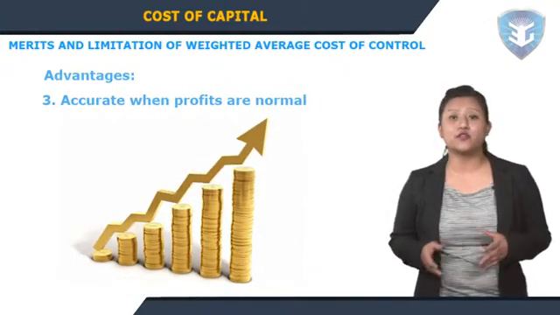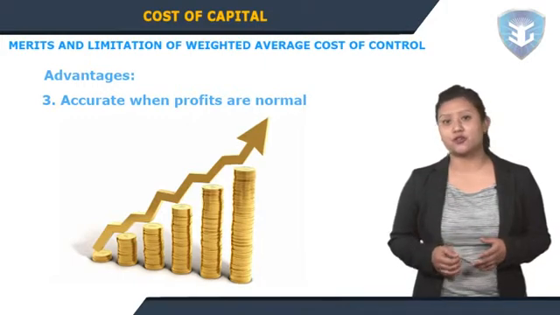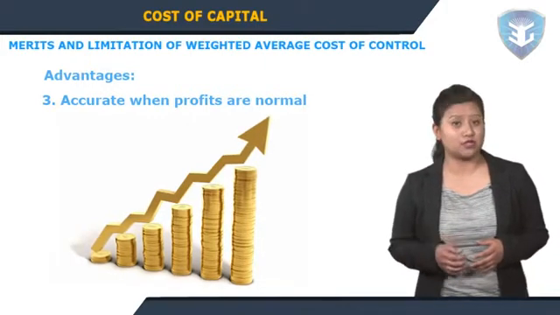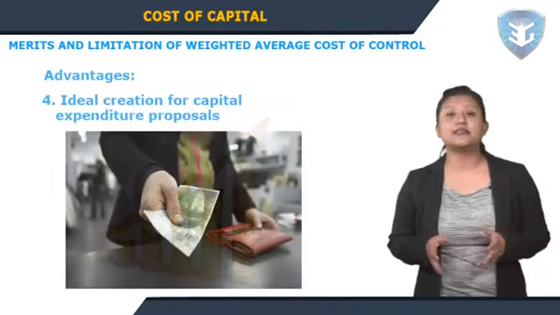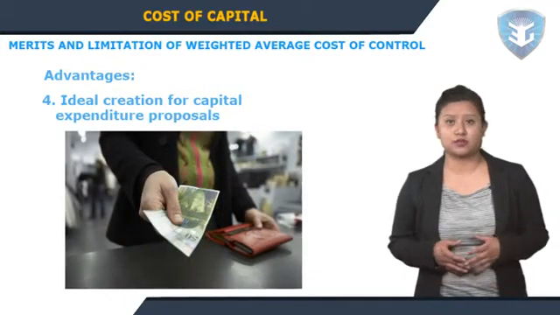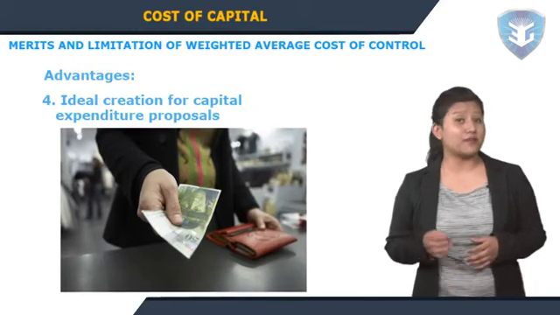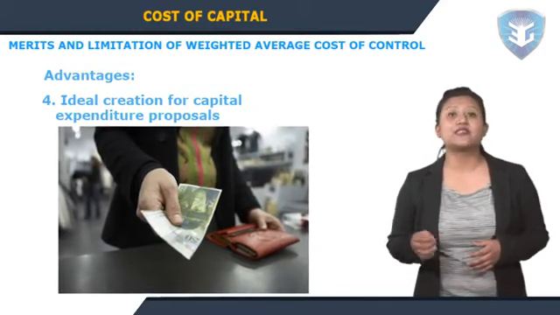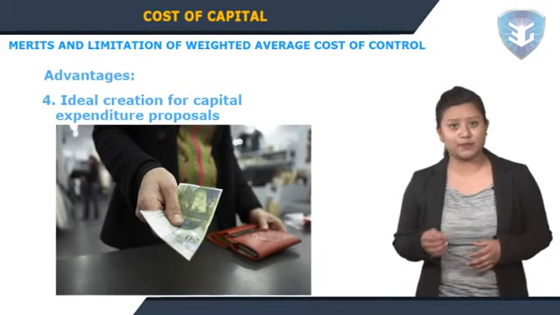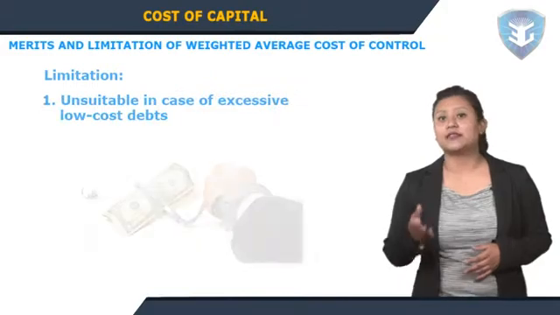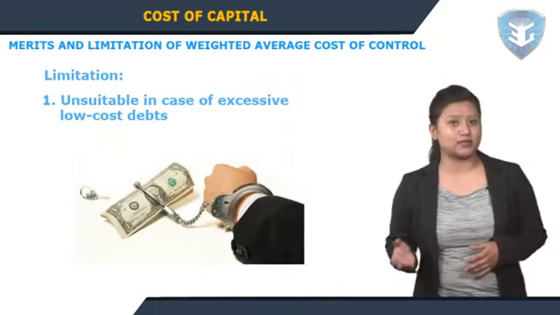Accurate when profits are normal. During the period of normal profits, the weighted average cost of capital is more accurate as a cutoff rate in selecting the capital budgeting proposals. Ideal for capital expenditure proposals: with the help of weighted average cost of capital, the finance manager decides the cutoff rate for taking decisions relating to capital expenditure proposals. Limitations of WACC. It is unsuitable in case of excessively low-cost debts.